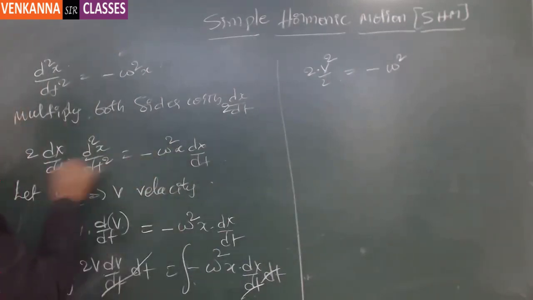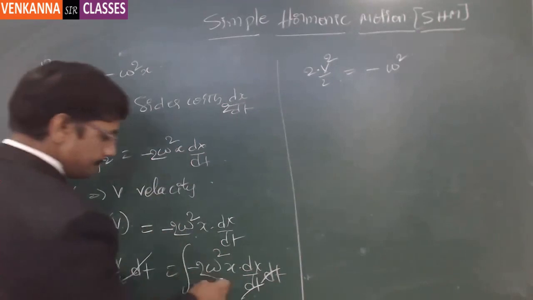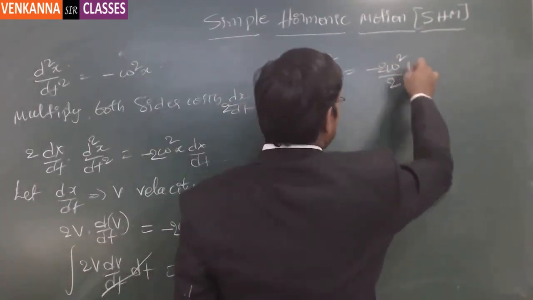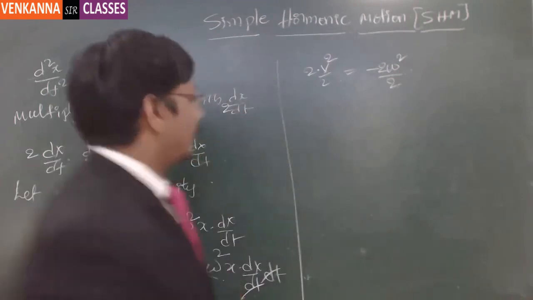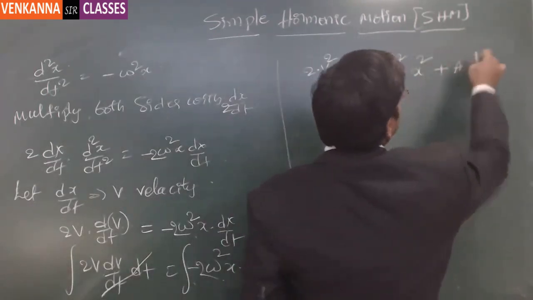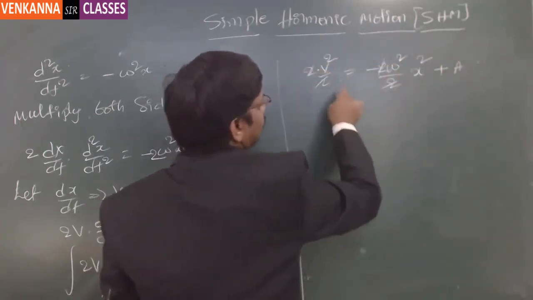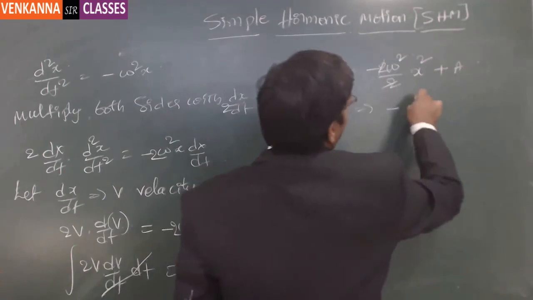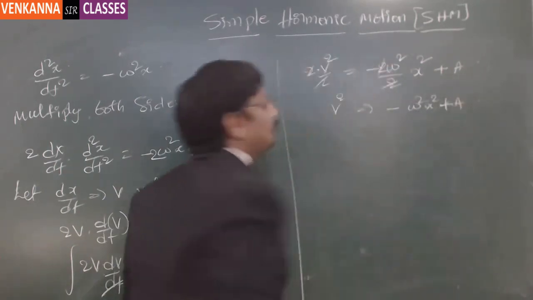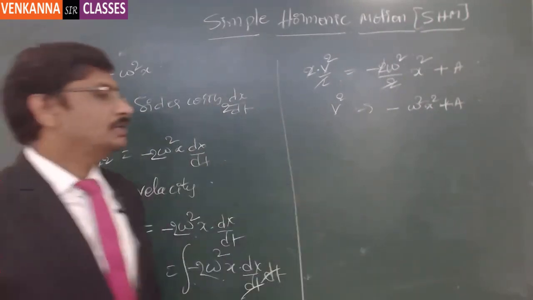we have multiplied with 2 on either sides, right? So x square plus some arbitrary constant a. Now this 2 will cancel out, 2 will cancel out, v square is equal to minus omega square x square plus a. Now this a is the arbitrary constant which you can derive from the initial conditions.